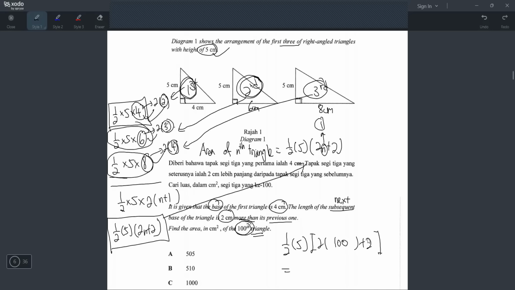And then you press the calculator: 202 times 5 divided by 2. And my calculator gives me 505. And yeah, A is your answer, right? Okay, I know some SPM students, they will use another method, right?